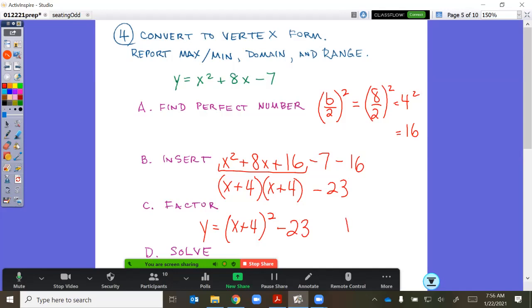Vertex form is y equals, well, I shouldn't say plus, a(x − h)² + k. That's vertex form. I guess I should put an a out here too. There's an a in front, but I don't have an a this time. So how do we find a? A is 1 this time. So whatever is in the original equation would be a in the vertex form.